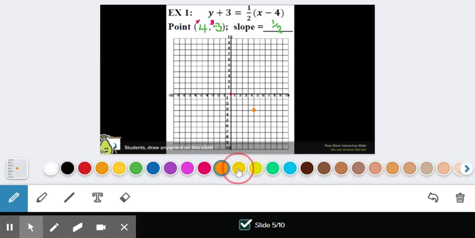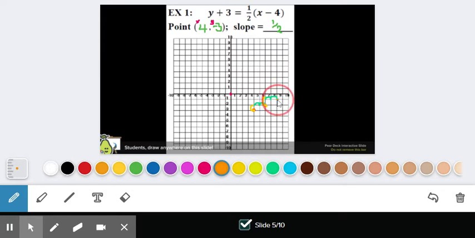I'm going to go ahead and actually show you guys this. So I know that I can rise 1 and run 2, and that gives me a point right here. And I can even keep going because a line goes on the same forever and ever. So I can rise 1 again, and I can run 2 again. And again, I'm going to have a point right there.